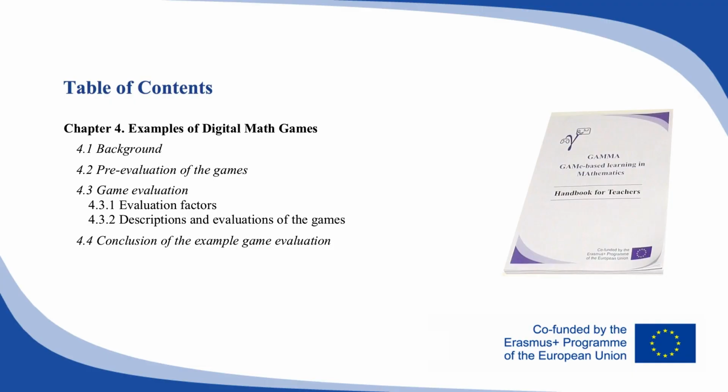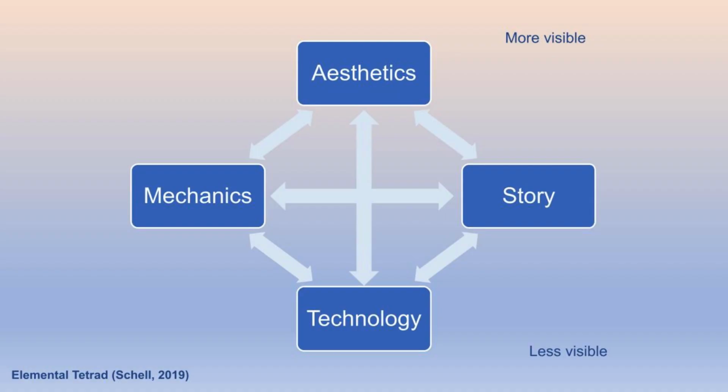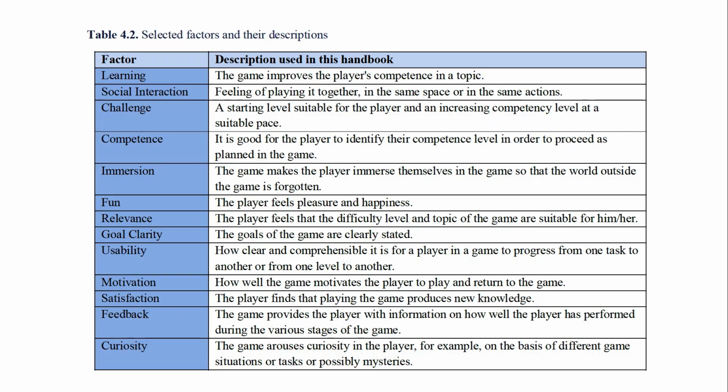Chapter 4 is about game analysis. The chapter describes examples of digital games about mathematics, with a systematic analysis of these games. In addition, it offers a framework to evaluate the potential of digital games. This helps teachers identify educational digital games that are appropriate for the use of game-based learning in their teaching.